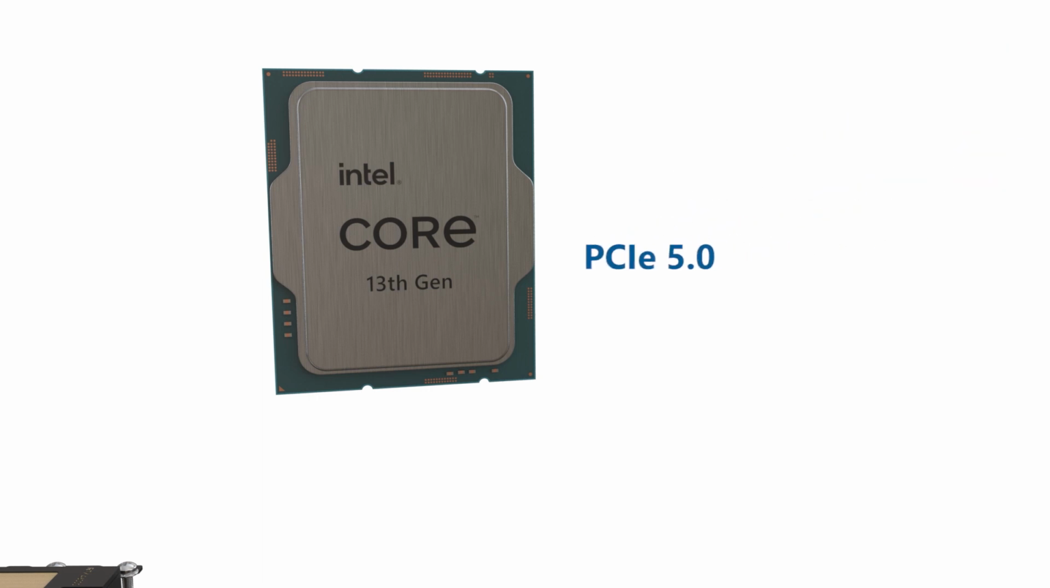PCIe 5.0 provides fast access to discrete graphics, storage, and peripheral devices with up to 16 PCI Express 5.0 lanes. The result? More connection options. The bandwidth for each PCIe 5.0 lane is 4 gigabytes. 4 gigabytes per lane means that if you use a PCI Express 5.0 x16 device, it would have up to 64 gigs of bandwidth available to it.